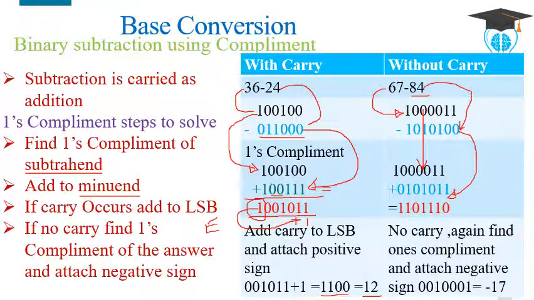Add them. Now it is direct addition. 1 plus 1 is 0 with a carry 1. The result is 011011. This is the answer. I don't get any extra bit. There is no carry.